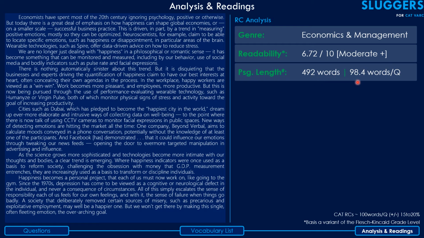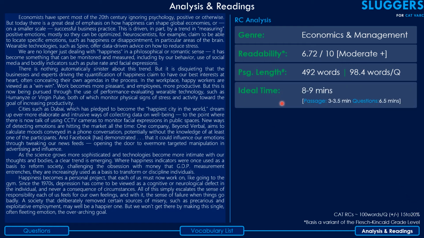Next, passage length: 492 words, 98.4 words per question. That's the CAT standard, usually 100 words per question, plus minus 15 to 20%. Quite standard. Ideal time for solving this RC would have been 8 to 9 minutes. You should have been able to solve the RC within a period of 9 minutes in an ideal scenario, like when you're appearing for CAT. Okay, when you're practicing, obviously it will take more time, so you have to still develop the skill to comprehend the passage and eliminate options and answer questions. But the target time should be 9 minutes: 3 to 3.5 minutes for the passage and 6 to 6.5 minutes for the questions.